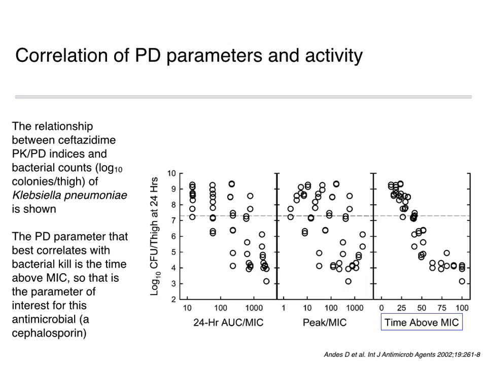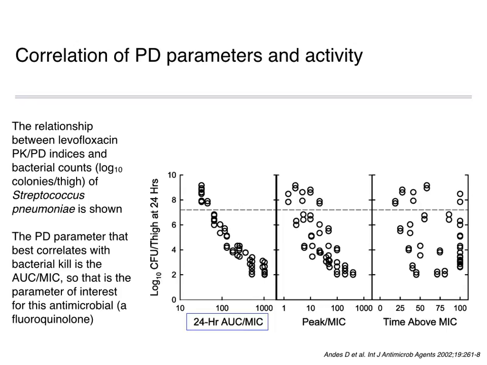So this particular example would be a cephalosporin. Remember that beta-lactams are time-dependent killers, and so that would make sense for this type of antibiotic. On this slide, rather, you have kind of the opposite scenario. Again, with time above the MIC, it's just a scatter plot essentially, and so no clear relationship. You have a little bit of a tighter relationship with peak to MIC, but then the best fitting curve is with your AUC to MIC.